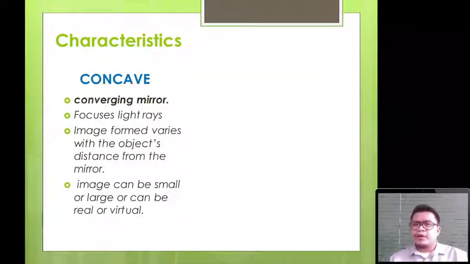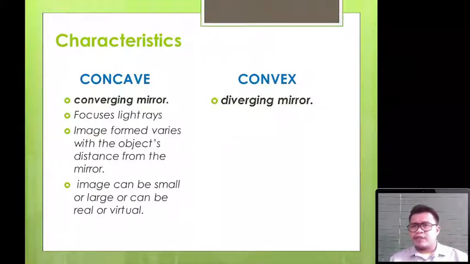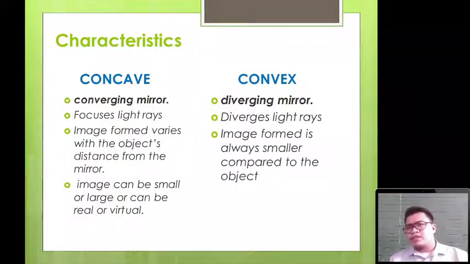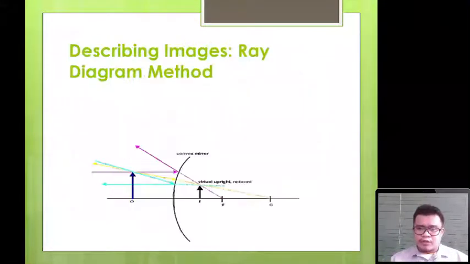Now, let's focus on convex mirrors. For convex, they are called diverging mirrors because they diverge light rays when it is reflected from the surface. And of course, images formed by this kind of mirror are always small and always virtual, meaning to say it has the same orientation as the object standing in front of the mirror. So, the image formed is always smaller compared to the object.